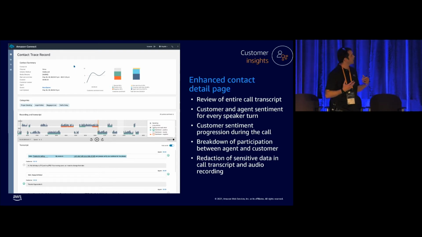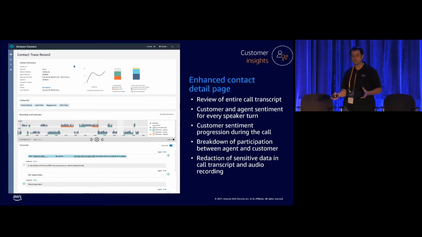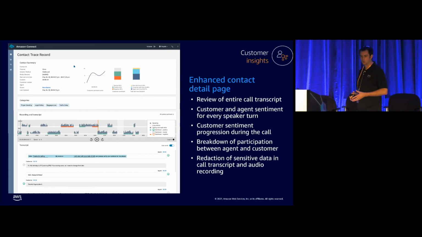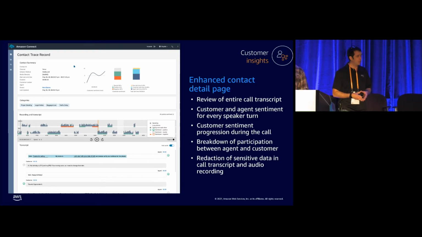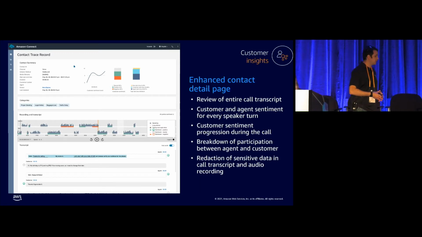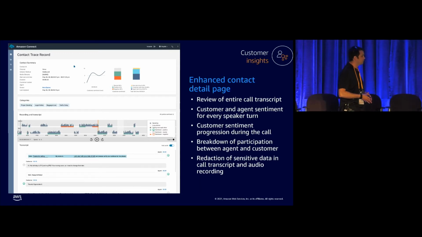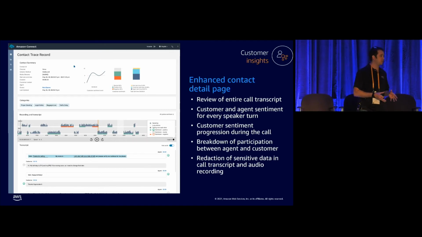Right below that are categories. So we can use Contact Lens to create various rules to look for keywords using natural language understanding. And we can categorize these calls so that we can search for them based off of the category.